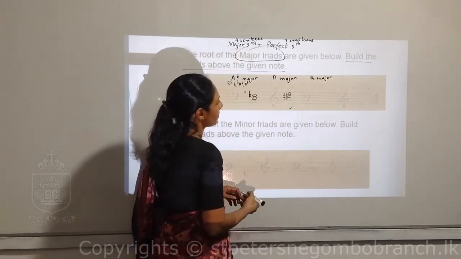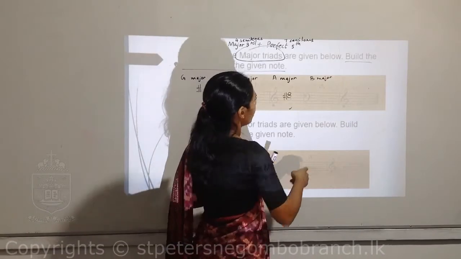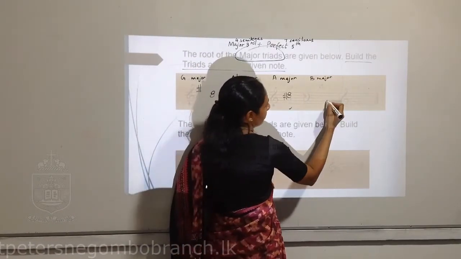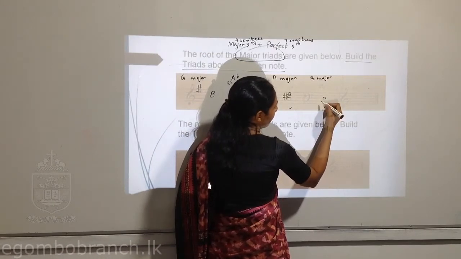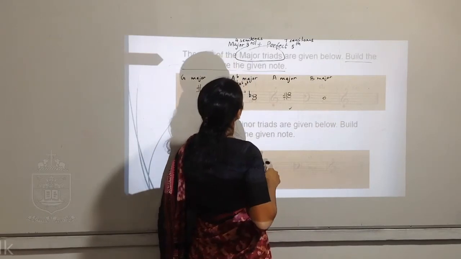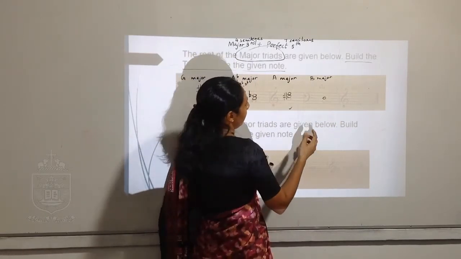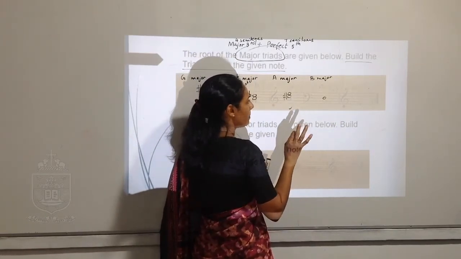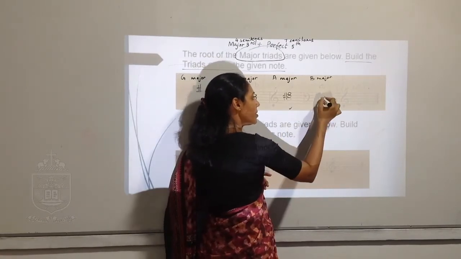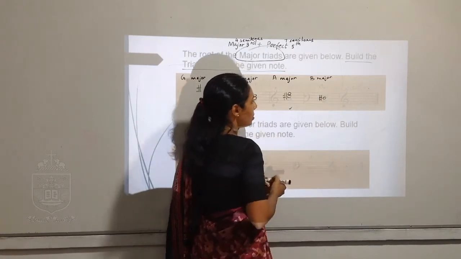D major. So this is our first note, D. We'll count a major third: 1, 2, 3. We check the semitones, D to F sharp. There should be 4 semitones: D, D sharp, E, F, F sharp. So we have F, and we have to put a sharp in front of the note.